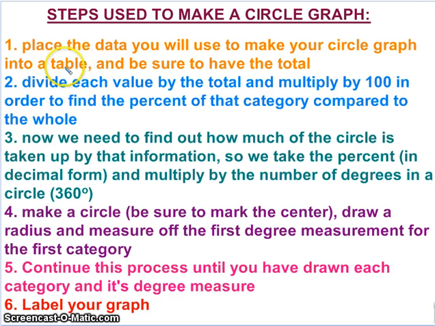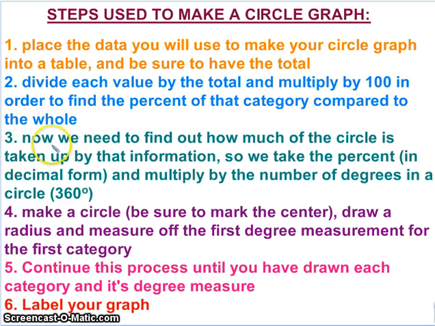Okay. Number 1, place the data you will use to make your circle graph into a table. Make sure you have the total. So total your entire 7th grade, total your 6th grade. Maybe you're just making a graph on boys, maybe you're making one on girls. That's up to you. Number 2, divide each value by the total and multiply by 100, so that you're going to get a decimal. You multiply by 100, and what you're doing is you're finding the percent of that category compared to the whole. So we do that for each category.